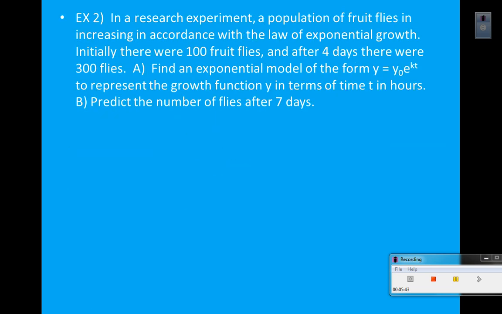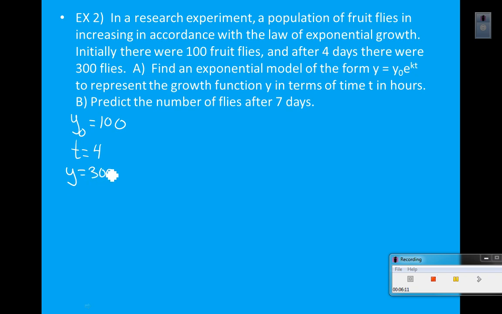Here's your next one, your second example. In a research experiment, a population of fruit flies is increasing in accordance with the law of exponential growth. Initially, there were 100 fruit flies. So something I know, y sub 0 equals 100. After 4 days, there were 300. So I know that t is 4, and I know that y is 300.